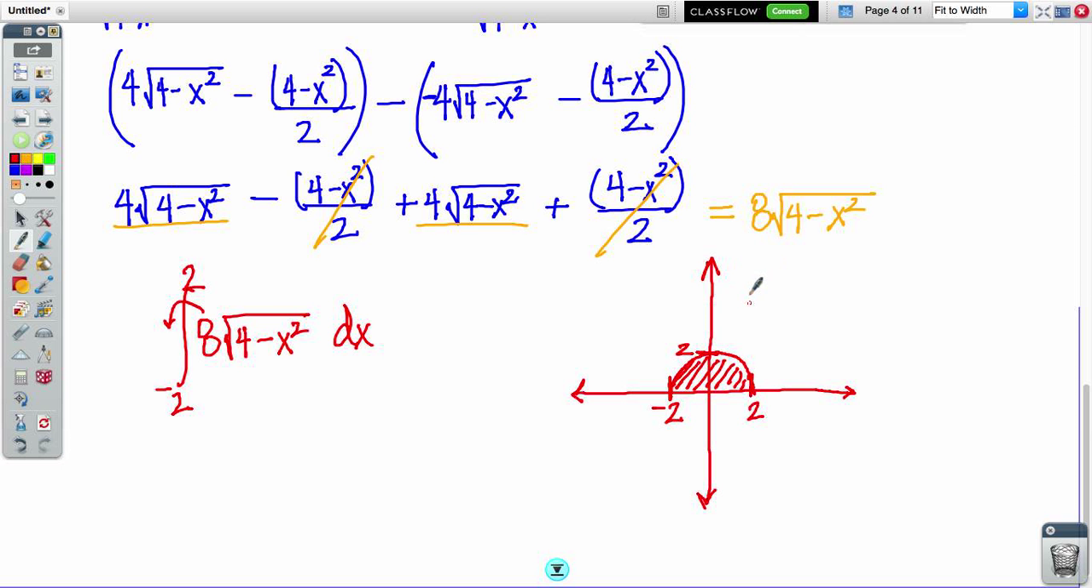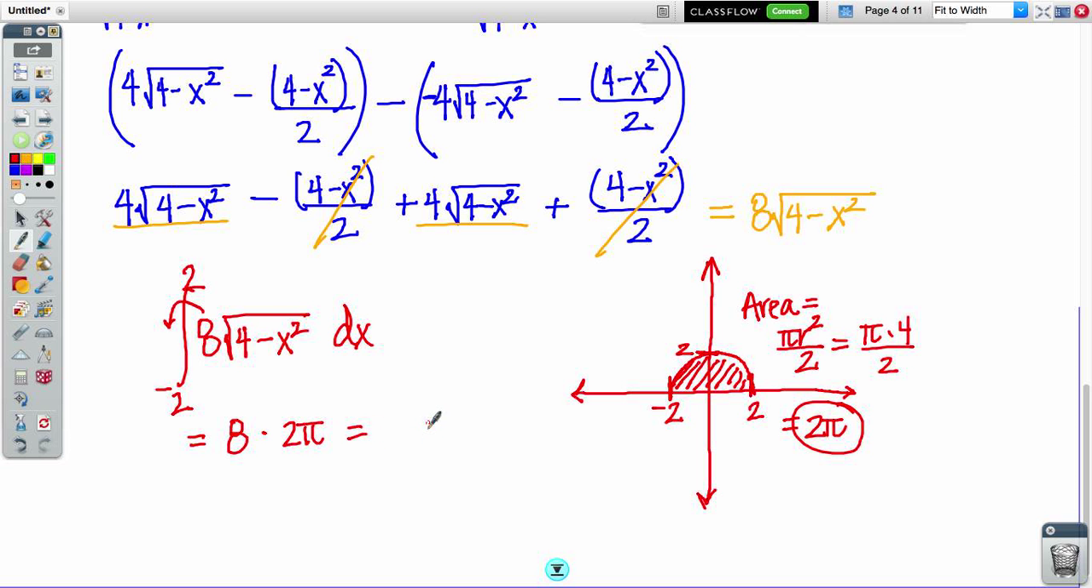So the area of that is going to be pi r squared, but then over 2 because it's only a half circle. So pi times r squared is 4 over 2. In other words, the area of this is 2 pi. So since integral means area under the curve, this really becomes 8 times that area, 2 pi, or 16 pi, and that is our final answer. So 16 pi units of volume on this one.